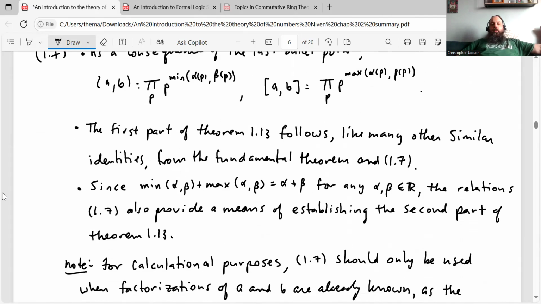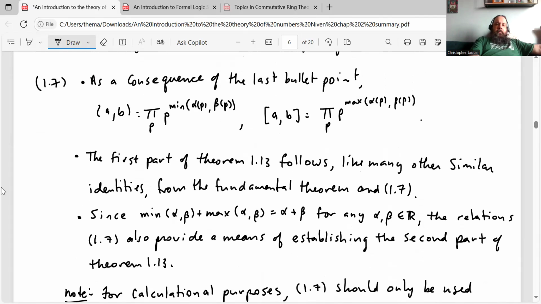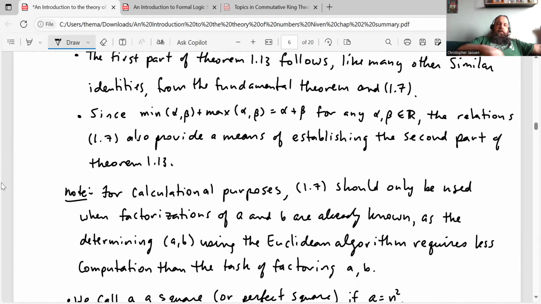Okay, the first part of theorem 1.13, which is the last theorem in section 1.2. Again, if you want to look back at my video for section 1.2, the first part of theorem 1.13 follows, like many other similar identities, from the fundamental theorem and 1.7, which is what we just talked about here. And also, since minimum of alpha and beta plus maximum of alpha and beta equals alpha plus beta for any alpha, beta in R, the relations in 1.7 also provide a means of establishing the second part of theorem 1.13 as well.